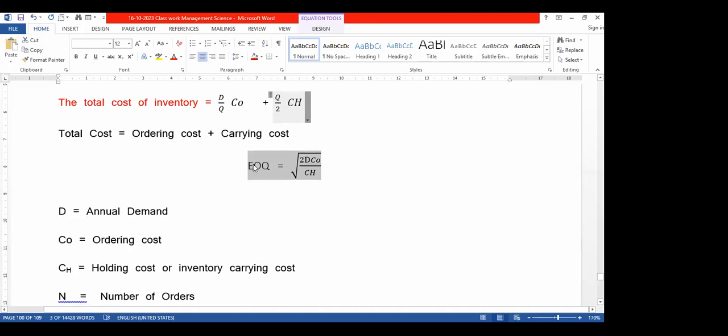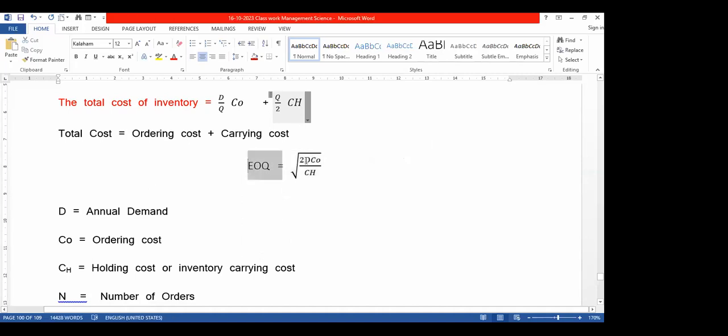So this is the standard EOQ formula. This is how the model is constructed. The same problem we can use it repeatedly. There is no issue on that. So this is a very good example for a model.